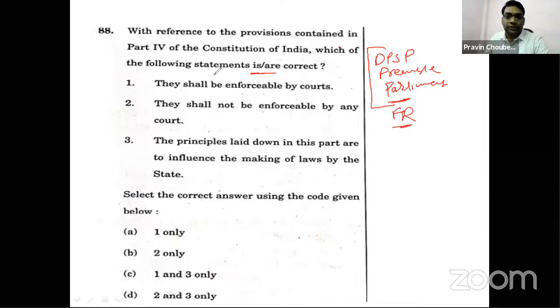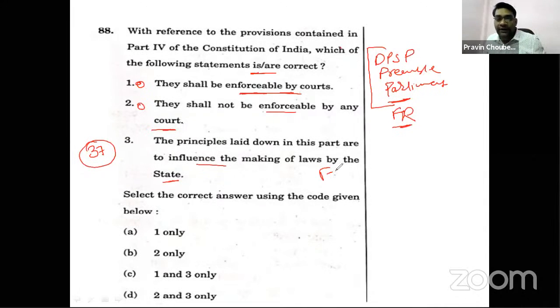So Part 4 of the Constitution, which of the following statements is or are correct? They shall be enforceable by courts. Okay, first statement. Second statement, they shall not be enforceable by any court. Third statement is the principles laid down in this part are to influence the making of law by the state. Okay, so Article 37 of the Constitution says DPSP is fundamental in the governance of the country, and the state should always consider DPSP while making law.